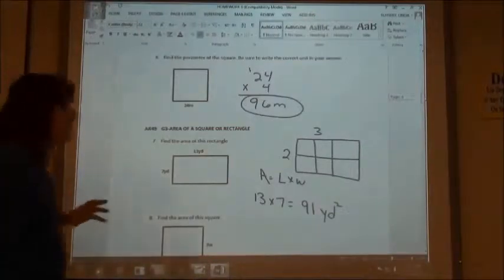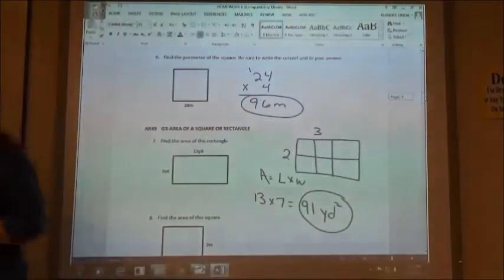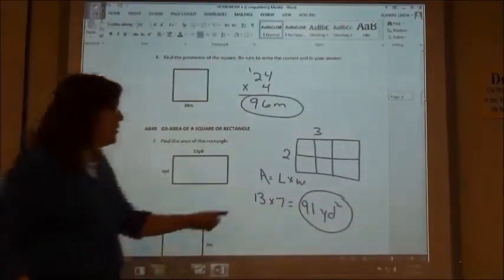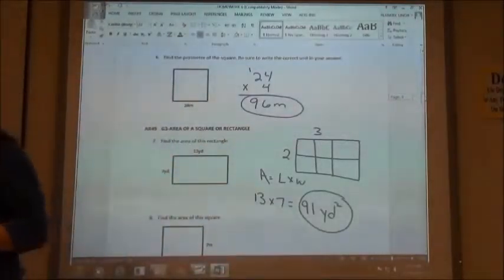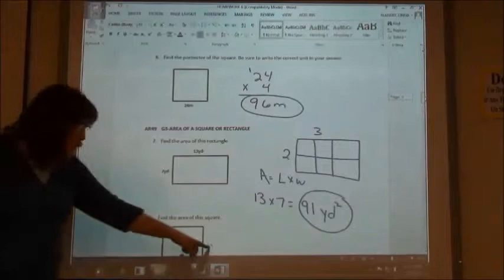Area is always in square units because that's what I'm talking about. How many squares does it take to fill up the floor? Okay, now how do we do that on the calculator? Well, you don't do that part. You just do the numbers and then you put the label in. So the label, you're just going to put whatever it is squared. It's meters, it's meters squared.